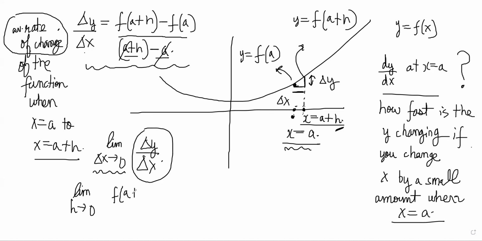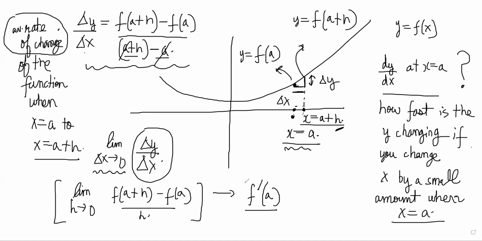It is f of a plus h minus f of a, divided by h, right? This is the definition of the derivative at a. This is another way to write a derivative, f dash a or dy by dx at x is equal to a. That's the same thing as this. It's just two different ways of writing. Okay?